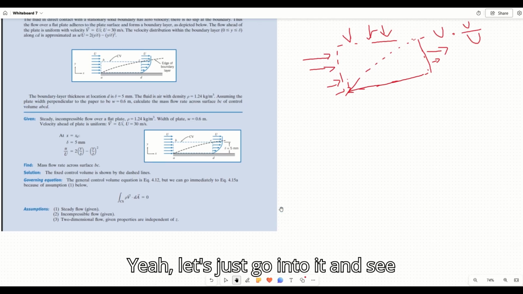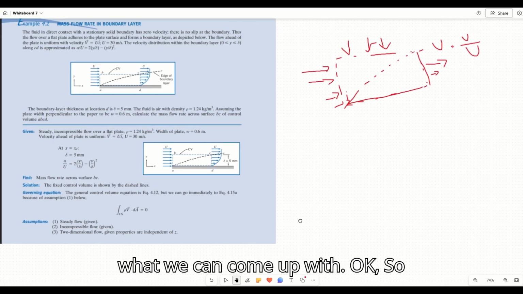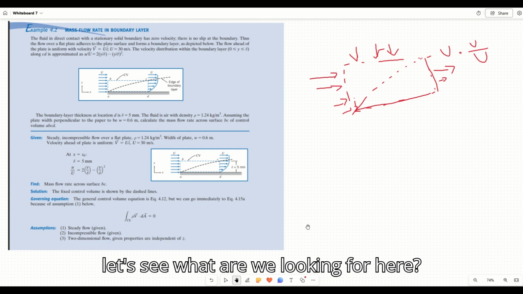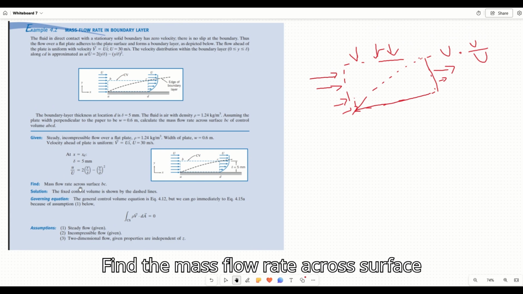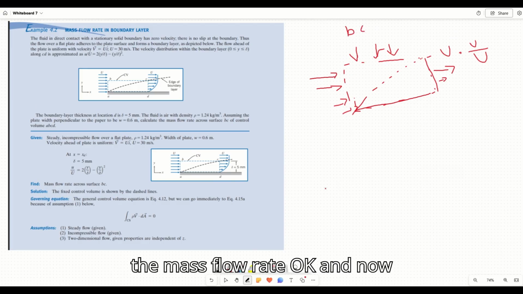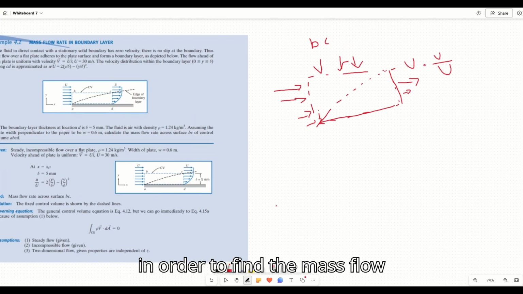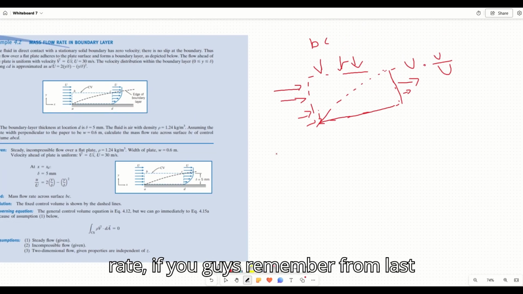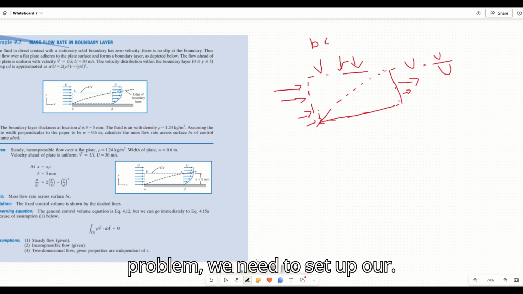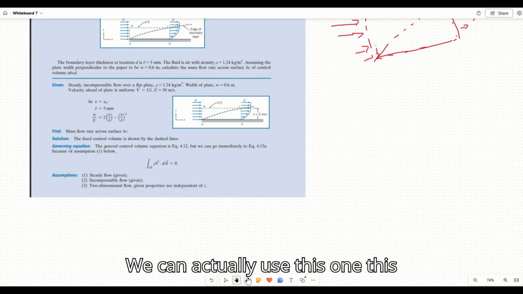Yeah, let's just go into it and see what we can come up with. Okay, so let's see, what are we looking for here? Find the mass flow rate across surface BC. So BC, we need the mass flow rate. Okay, and now in order to find the mass flow rate, if you guys remember from last problem, we're gonna actually use this equation.